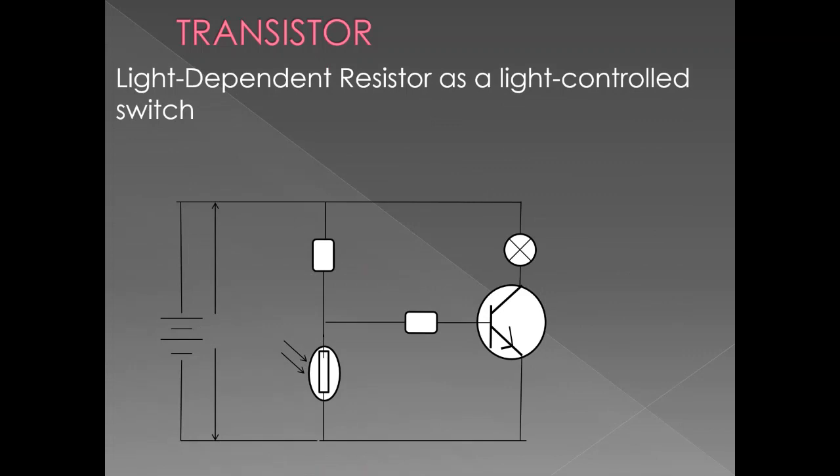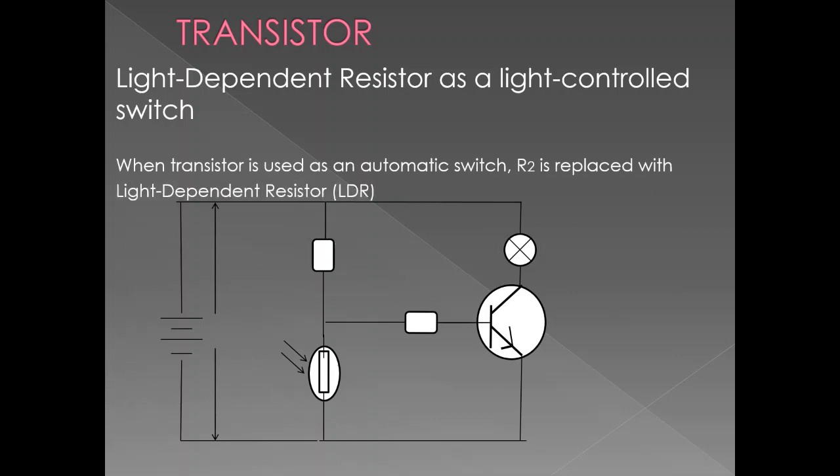Okay, let's say we want to use a transistor as a light control switch. So in order to do that, we have to replace some of the resistors with the light dependent resistor. The symbol for the light dependent resistor is there. See, there's a resistor in the circle. There are two parallel lines to represent the light. So we replace R2 with the LDR, light dependent resistor.